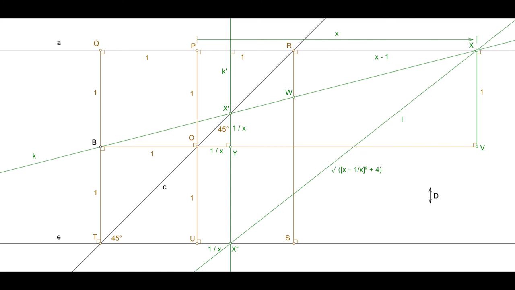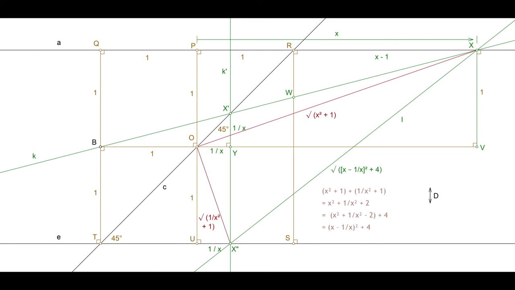The Pythagorean theorem establishes the distance X, X double prime. And O X double prime. And O X. Now take the two distances marked here in red and square each of them. And the squares happen to add up to the square of X, X double prime. In other words, by the converse of Pythagoras, X O X double prime is always going to be a right triangle.